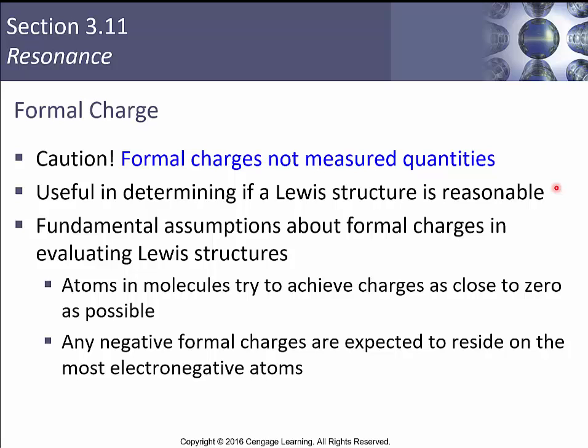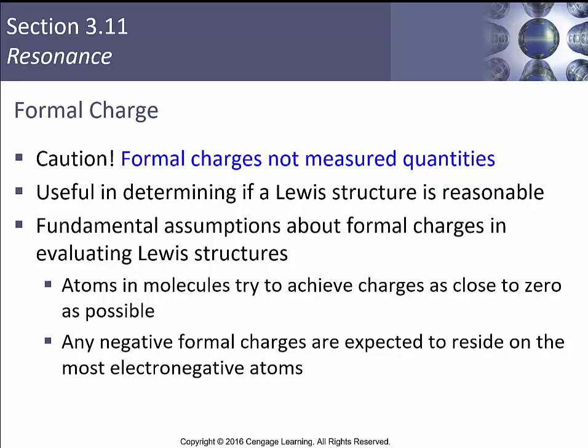Our fundamental assumptions about formal charges in evaluating Lewis structures are that atoms and molecules try to achieve charges as close to 0 as possible. So you want to minimize the formal charge as much as you can. Any negative formal charges, we're going to put those on our most electronegative ions. Another one is that we're going to try to alternate plus and minus charges if we can. So if you've got like 2 pluses and 2 minuses, you're not going to do plus, plus, minus, minus. You want to do plus, minus, plus, right? So alternate those charges.